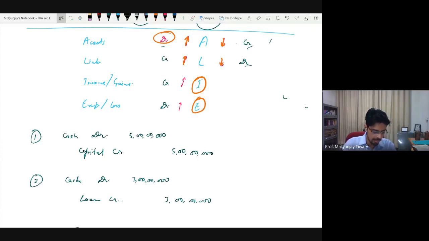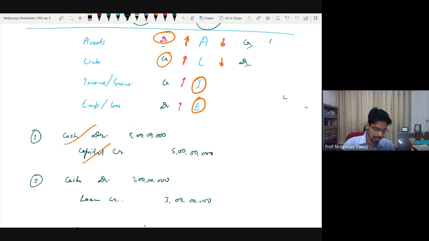For example, the first one was that the owner is infusing money into the business. We saw that cash is increasing and capital is increasing. So when cash and capital are increasing, the rule is that cash is an asset, so an asset increase should be a debit, and a liability increase should be a credit. So that is how we put the first entry as cash debit 5 crores and capital credit 5 crore rupees.